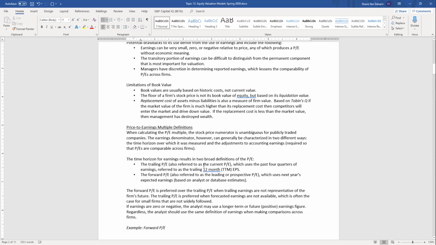Okay, so the time horizon for earnings results in two broad definitions of the price to earnings ratio. The trailing PE, also referred to as the current PE, uses the past 4 quarters of earnings, referred to as the 12-month TTM EPS. When you see TTM, it stands for trailing 12 months. If you see LTM, it has a similar meaning. It means last 12 months.